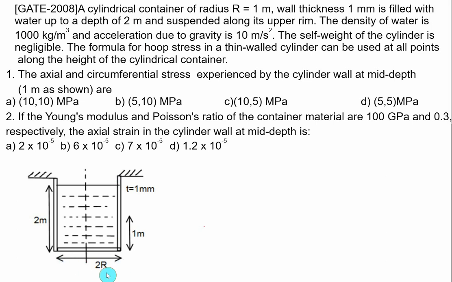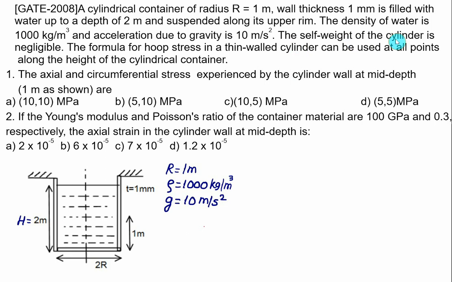We have diameter equal to 2r and we have given the radius r equal to 1 meter. Total depth h is equal to 2 meter. And the density of water you have to take as 1000 kg per meter cube. Acceleration due to gravity you have to take as 10. So we have density rho equal to 1000 kg per meter cube, and the acceleration due to gravity g you have to take as 10 meter per second square.